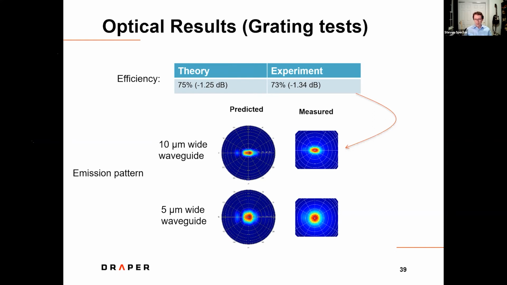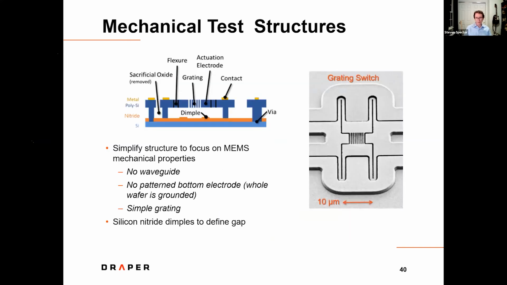In addition, not only are we matching well in efficiency, but when we predict what direction the light comes out, is it coming out straight up, we get very good agreement, including that we even see these side lobes that we were predicting. This isn't terribly surprising. FDTD modeling is pretty robust, and you'd expect to get good agreement between theory and experiment. But it means we're making what we want to make quite well.